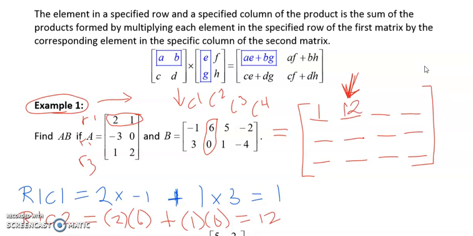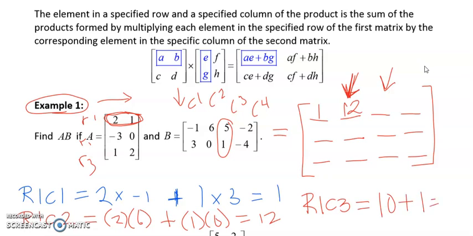Now, let's keep it up. The next thing you want to find is this number, which is in row 1, column 3. So again, you multiply row 1, but this time, not column 2, you're actually going to be using column number 3. So R1C3 is going to be 2 times 5, that's 10. And 1 times 1 is 1, and that is 11. So that's how you multiply matrices.